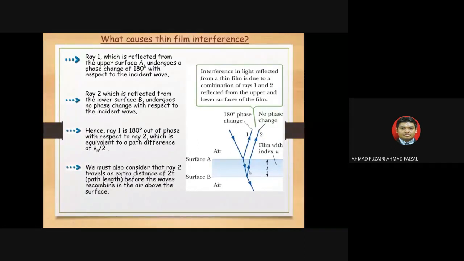The partially reflected light will continue to travel through the thin film and re-emerge into the air to produce the second reflected ray. The second reflected ray will then combine with the first reflected ray to produce thin film interference.